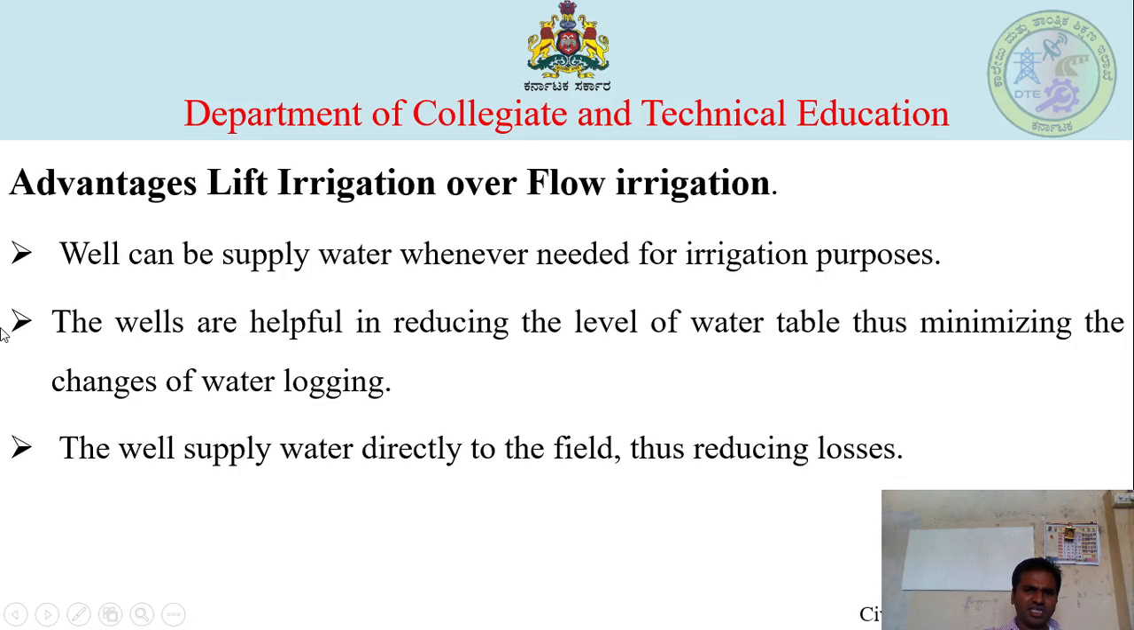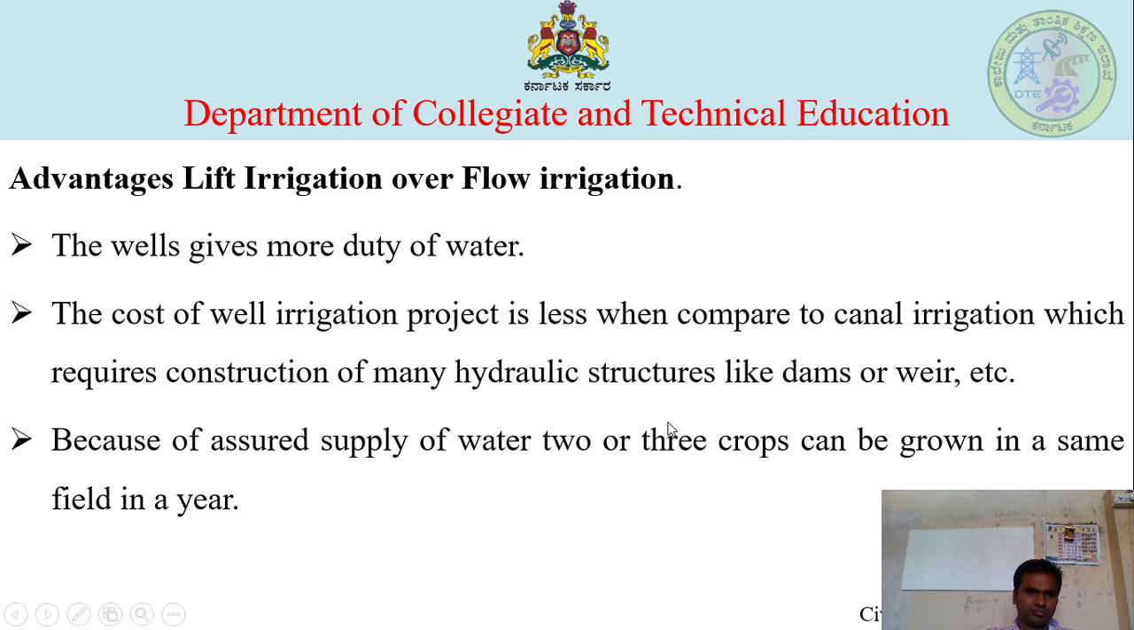Advantages of lift irrigation over flow irrigation. Wells can supply water whenever needed for irrigation purpose. The wells are helpful in reducing the level of the water table, thus minimizing the chances of waterlogging. The well supplies water directly to the field, thus reducing the losses. The well gives more duty of water.